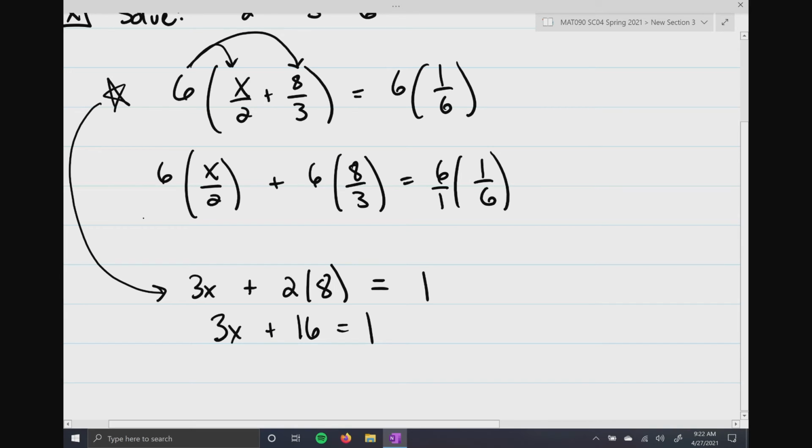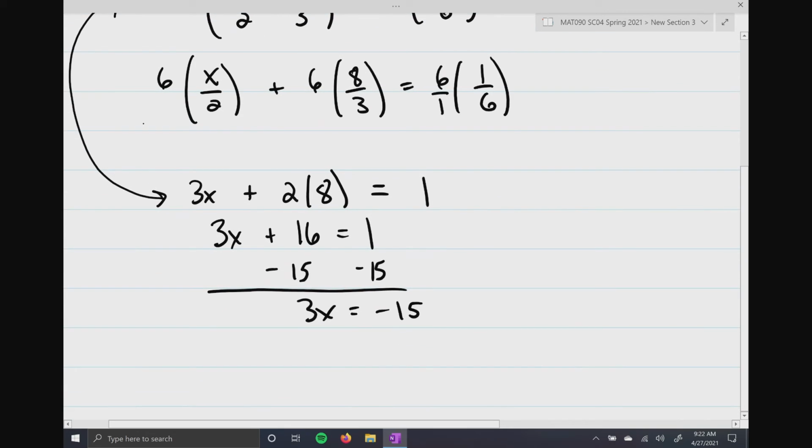I can't group anything on the left. I cannot group anything on the right. So now I'll get the variable terms on one side, constant terms on the opposite side. Look how fast I'm moving here. I'm already writing down what the answer is. I subtract 16 from both sides. 1 minus 16 is negative 15. I divide both sides by the number in front of my variable, to give me x equals negative 5.